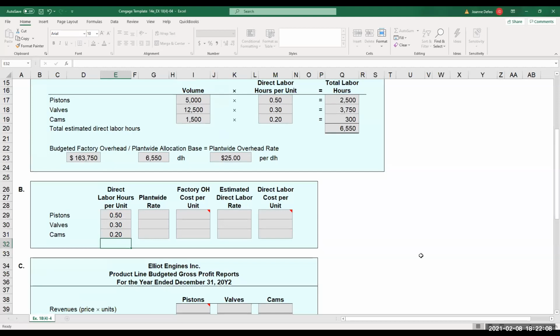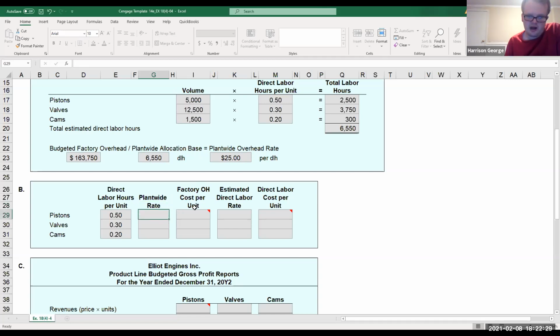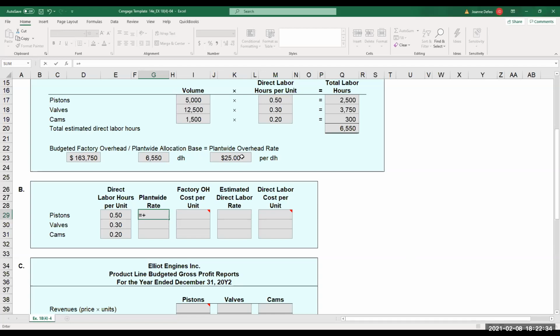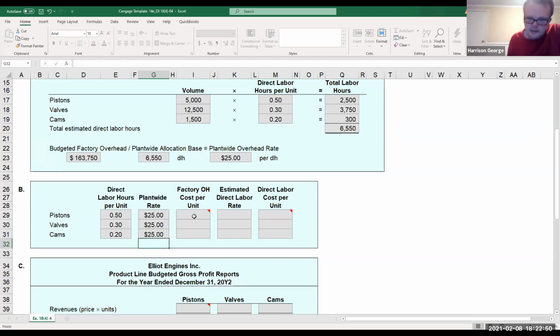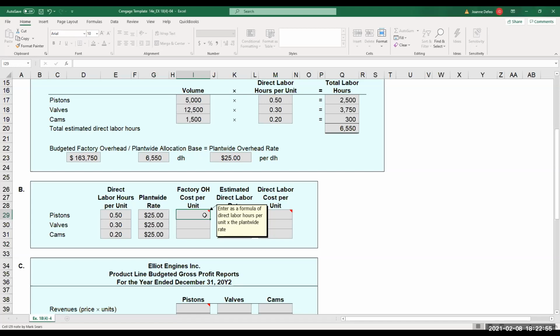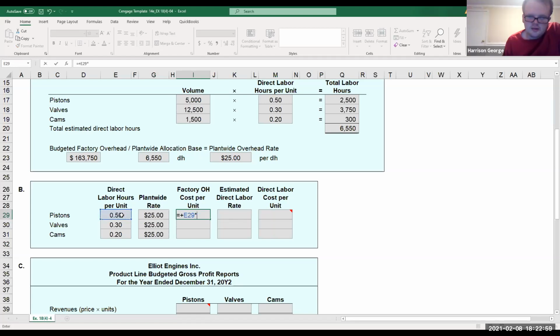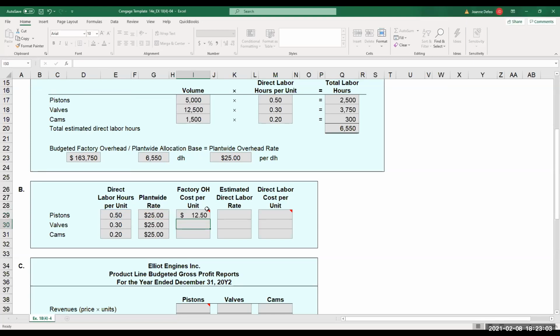We got 33%. The plant-wide rate, the factory overhead rate is going to be $25, which we just figured out, times this number here. This plant-wide rate is going to be the $25 times the direct labor hours per unit. So equal plus this number that we just computed times this number here. Uh-oh, it didn't like it. Okay, wait a minute. Maybe I'm wrong. Maybe they want the 25 there. I'm sorry. Yeah, okay, that's my fault. They want the 25. Let's see. Enter a formula. So it's going to be equal plus this times this. There you go. And then it's got some sort of note here. Enter as a formula, direct labor hours times the plant-wide rate.